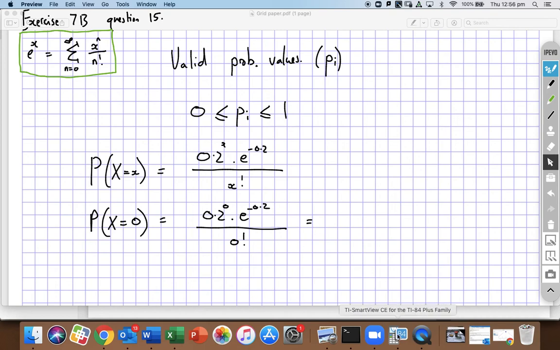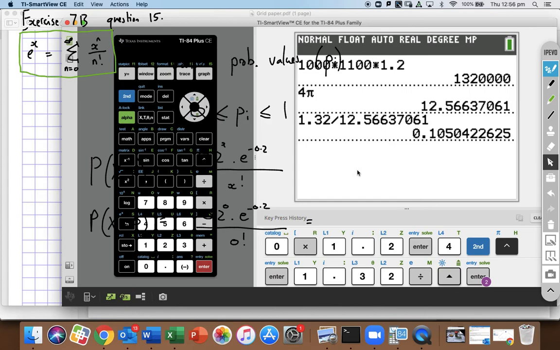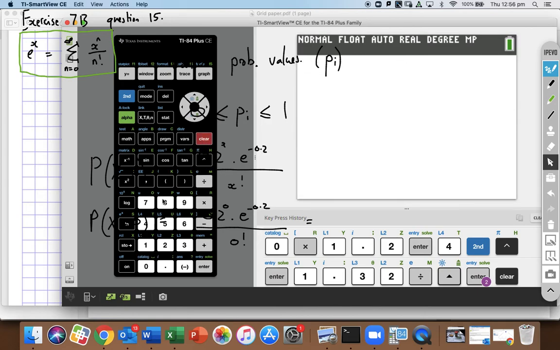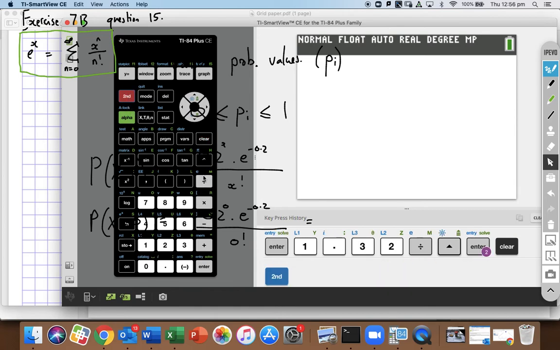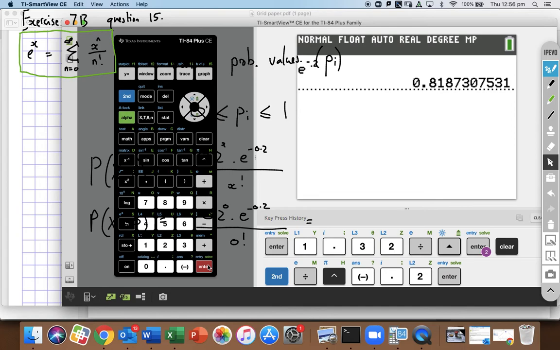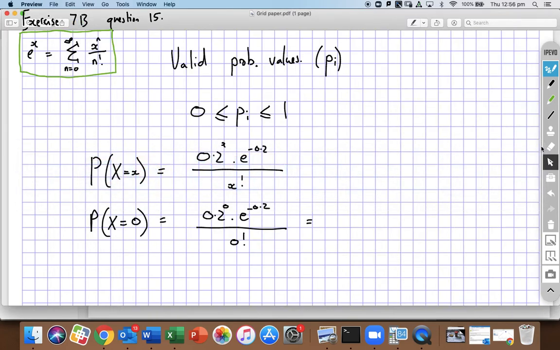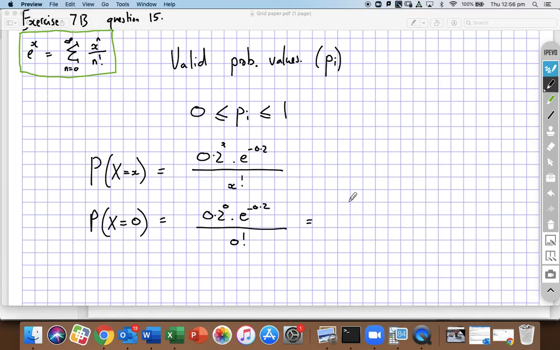You could go to the calculator and evaluate what that is. So let's quickly do that. Oh, we've got a lot of stuff here. Let's clear all this. So we want to do 0.2 to the power of 0. Well, that's just 1. The denominator's 1. So all we really need to know is what is e to the power of negative 0.2, and it would equal 0.818. Yeah, I had in my memory that it was about 0.8. So it's approximately equal to 0.819, if I round up.